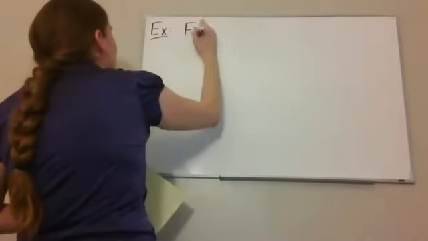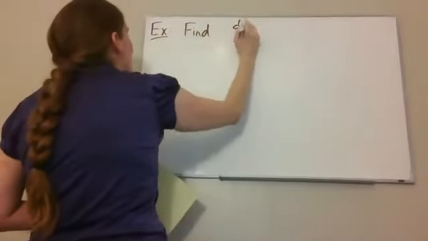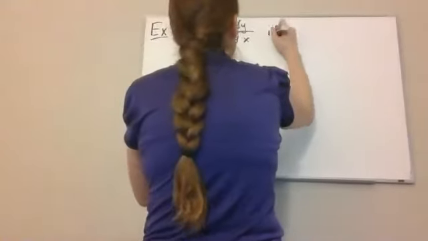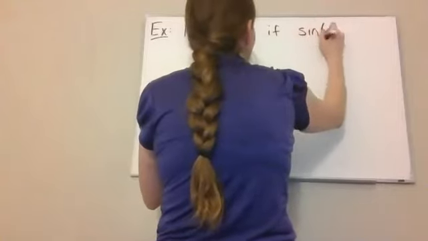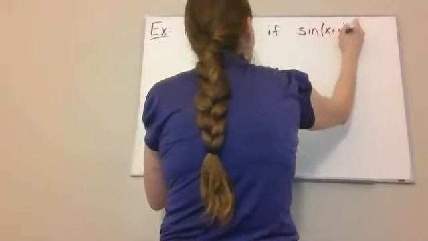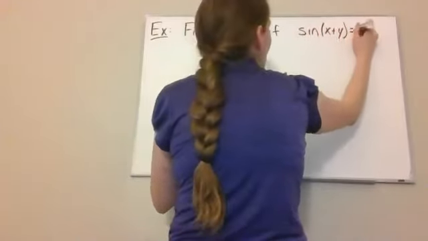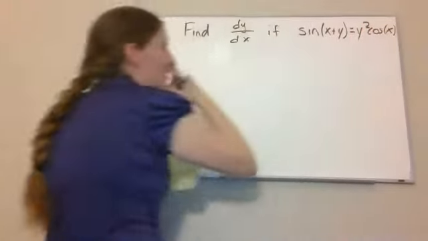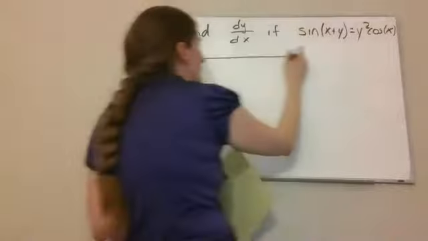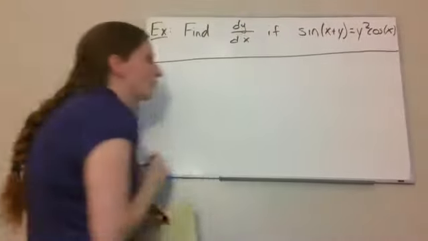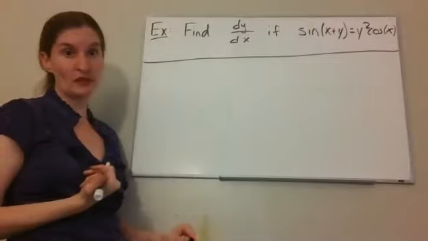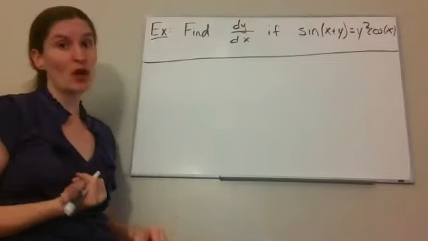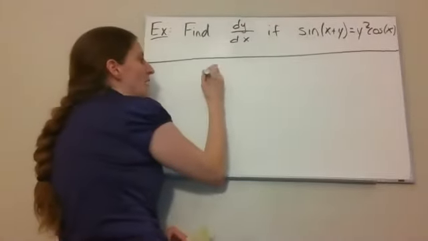So we're going to find dy/dx if sine of (x plus y) is equal to y squared times cosine of x. This one is a little bit more complicated because, along with implicit differentiation, we're going to need a chain rule and we're going to need a product rule. So let me rewrite my problem.